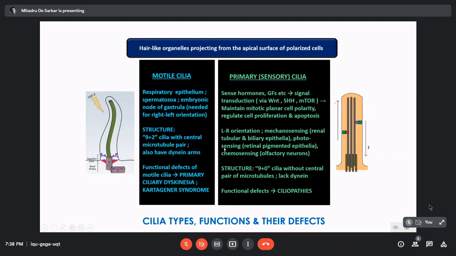The structure is slightly different, as in they don't have this central pair of tubules. They also do not have the dynein arms because they don't need to move basically. The functional defects are those which will give rise to the ciliopathies.